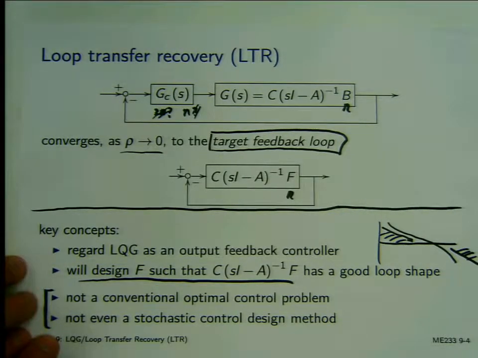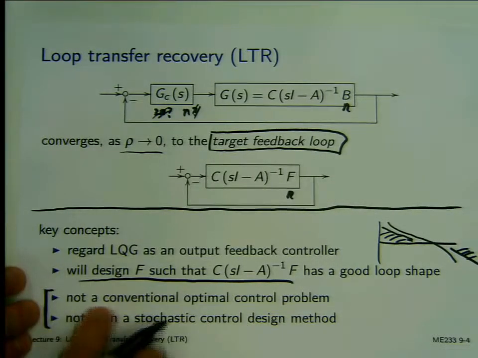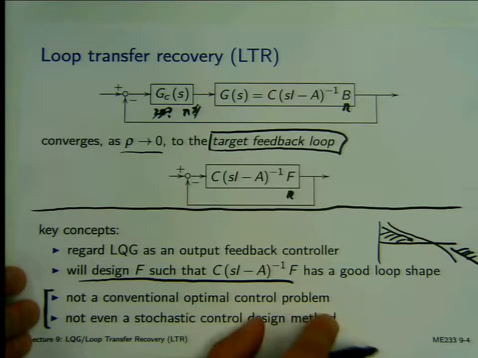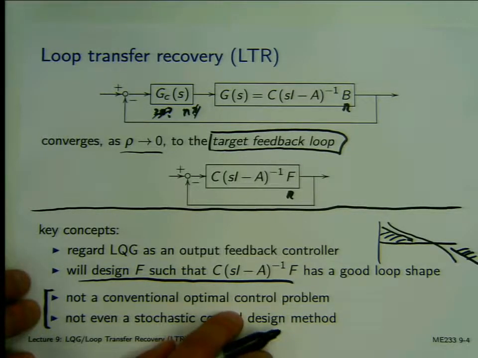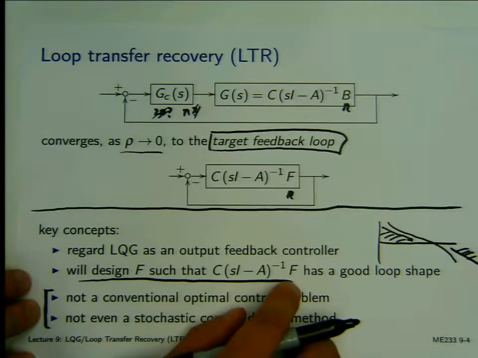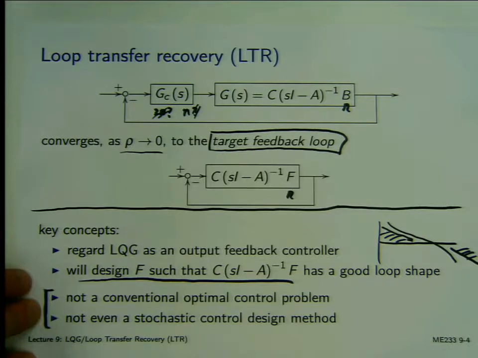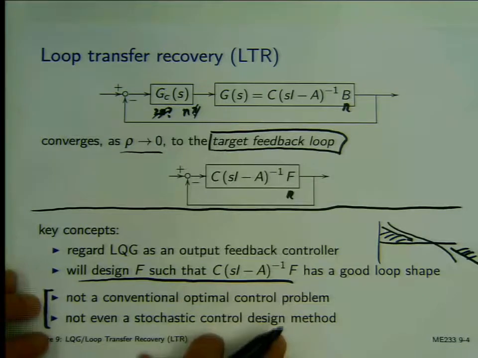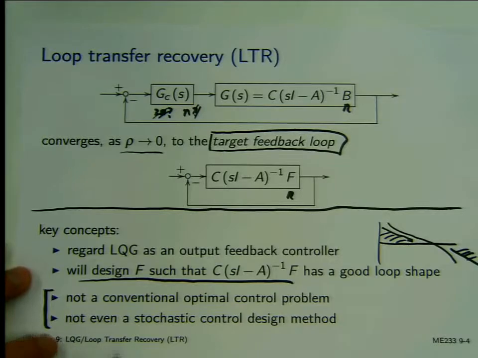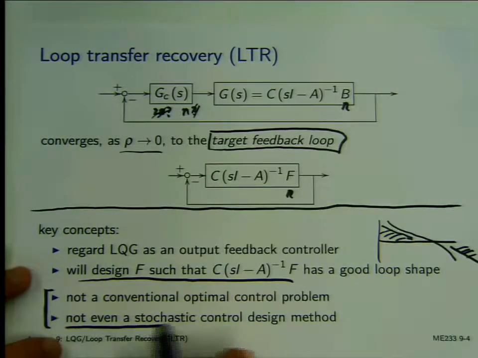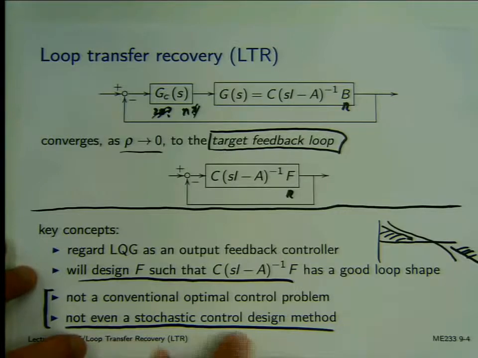Okay? So now, think about it. This kind of design is not a conventional control problem. Because in a conventional optimal control with Kalman filter, where does F come from? The Riccati equation, right? We don't have the choice to design F in a conventional optimal control problem. But this is not the case here. We want to have some design of F over here. Now, if you go one step further, this is not even a stochastic control design method.